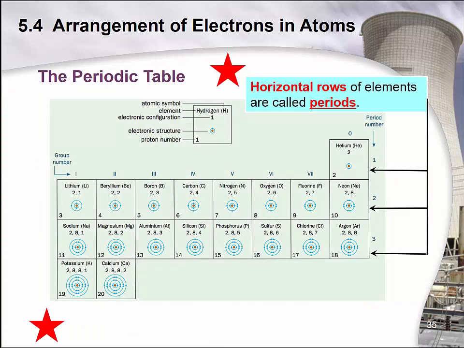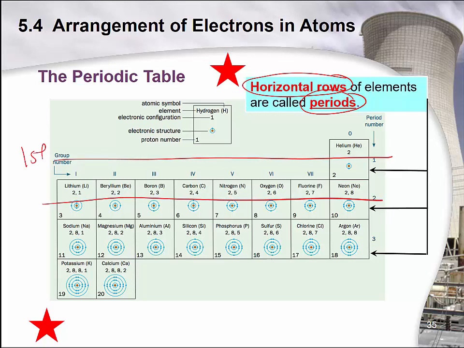So the horizontal row, which you just mentioned, is called a period. So this is the first period, second period, third period, and so on. So you call it period 1, period 2, period 3, and so on.